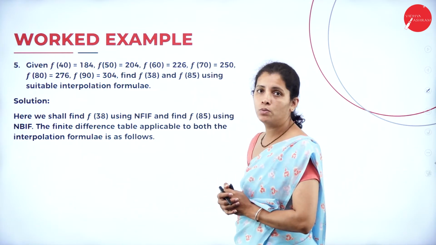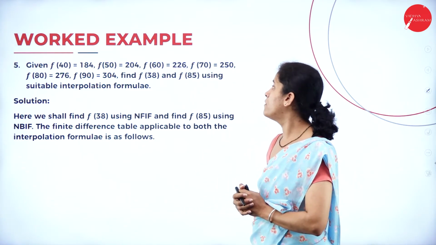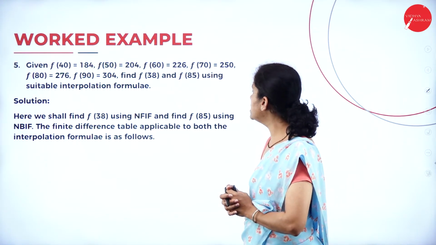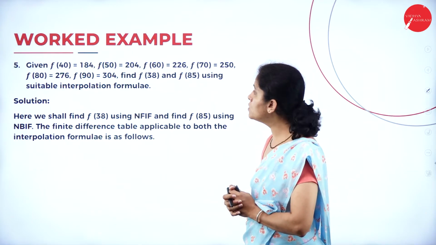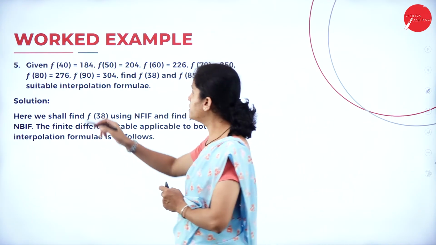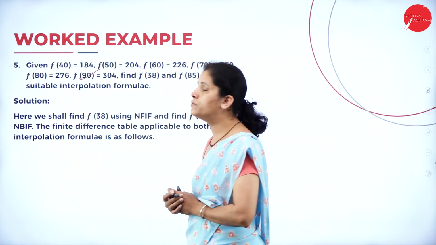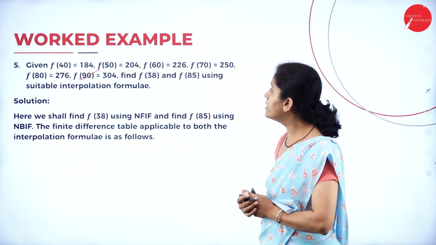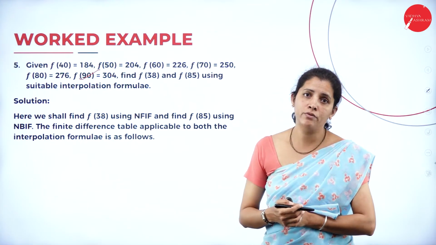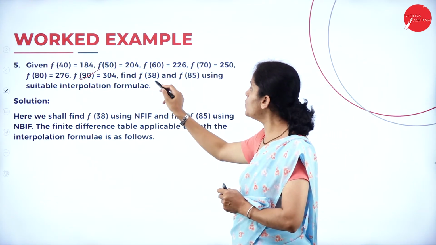Now, dear student, I'm going to have another question, that is given f of 40 equal to 184, f of 50 equal to 204, f of 60 equal to 226, and f of 70 equal to 250, f of 80 equal to 276, f of 90 equal to 304, and find out f of 38 and f of 84. So here I have two values.